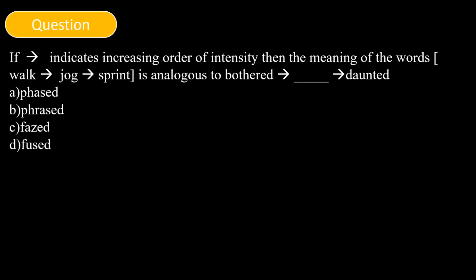Next question, if the arrow mark indicates increasing order of intensity, then the meaning of the words walk, jog, sprint is analogous to bothered, dash, daunted. Here we can see that walk, jog, sprint is given in increasing order of intensity. So here we have to write a word that is similar to bothered, which is in increasing order of intensity. Here the correct option is fazed. Faze means disturbed or upset.